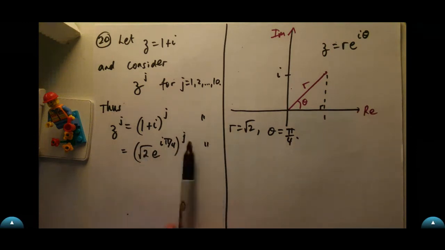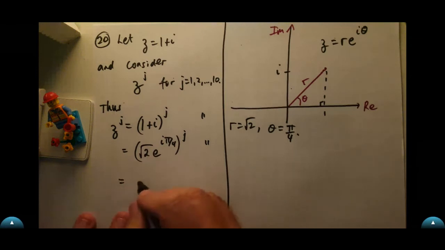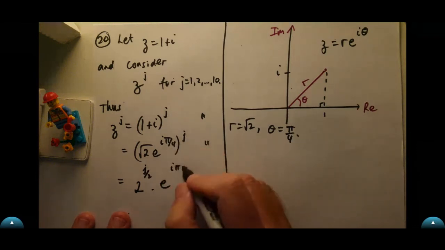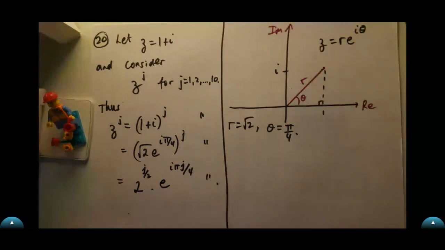Okay, so you get something like this, which is brilliant, right? Because now you can write it as something like this. So the j is going to go in there.